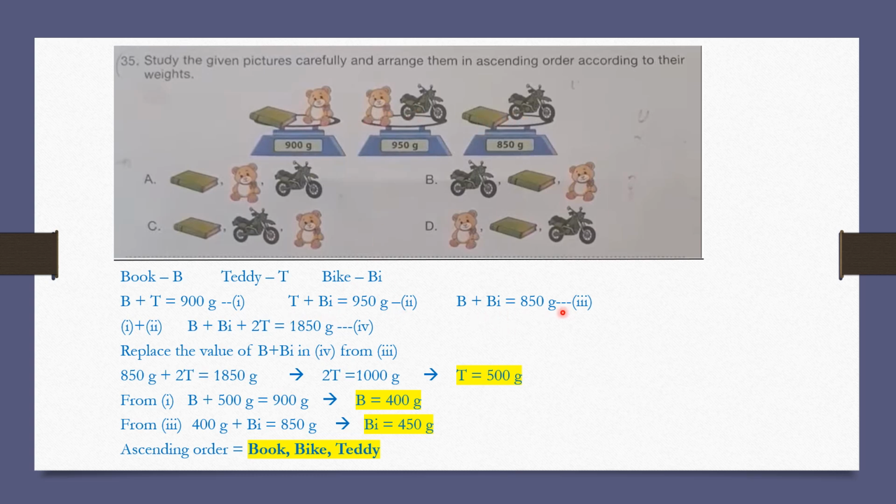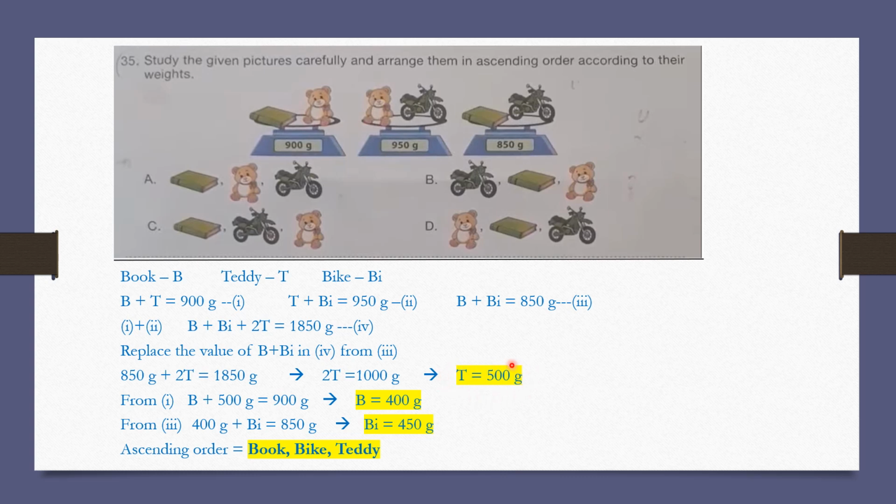850 gram. Now let's add equation 1 and equation 2. We get book plus bike plus 2 teddy equals 1850 gram. Now we can replace the value of book plus bike from equation 3. So we get 850 gram plus 2T equals 1850 gram. So 2 teddy bear equals 1000 gram and 1 teddy bear equals 500 gram.